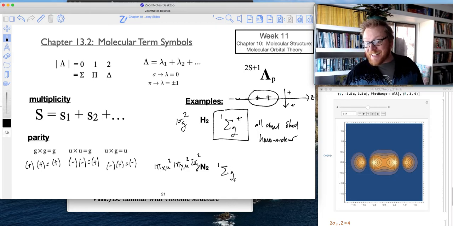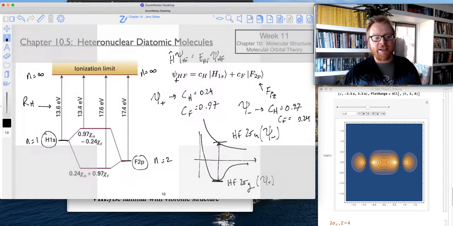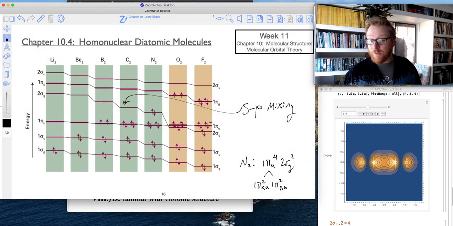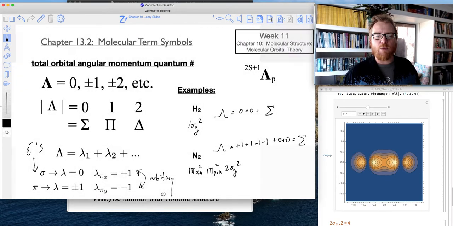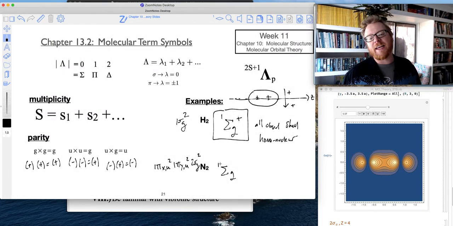Well, as you might guess, nitrogen is also in that category. All of its bonding orbitals are occupied, right? The 1 sigma g, the 1 pi, and the 2 sigma g. Those are all filled up. So anytime we have that, we're always going to get a 1 sigma g plus. So how do we get that plus term for nitrogen?